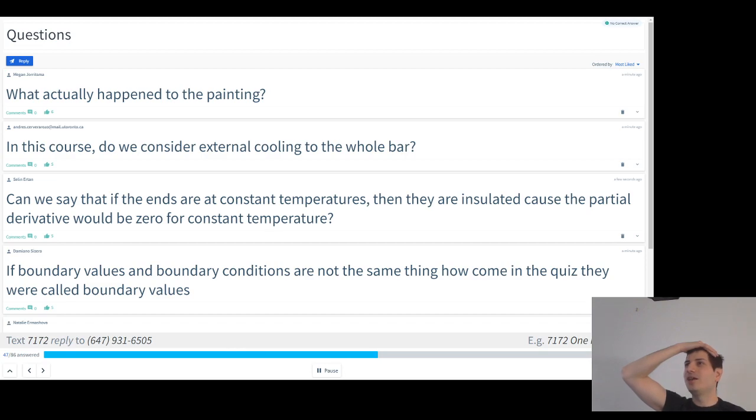Can we say if the ends are at constant temperatures, then they are insulated, because the partial derivative would be 0 for a constant temperature? Oh, this is a good point. Okay, look, this is great. So somebody is thinking about this stuff, and this is a good point.